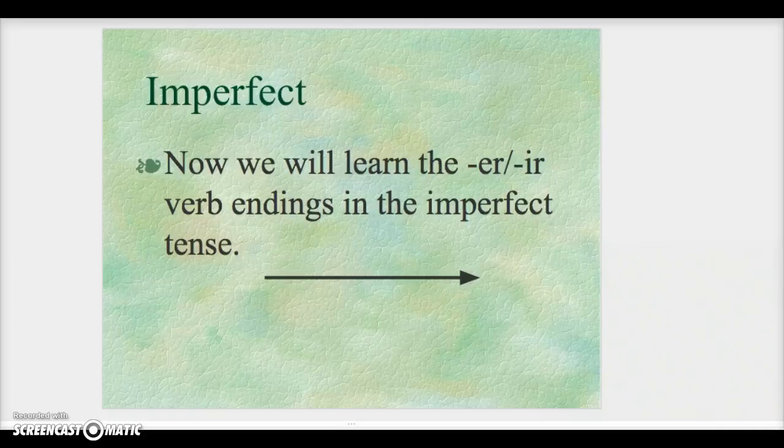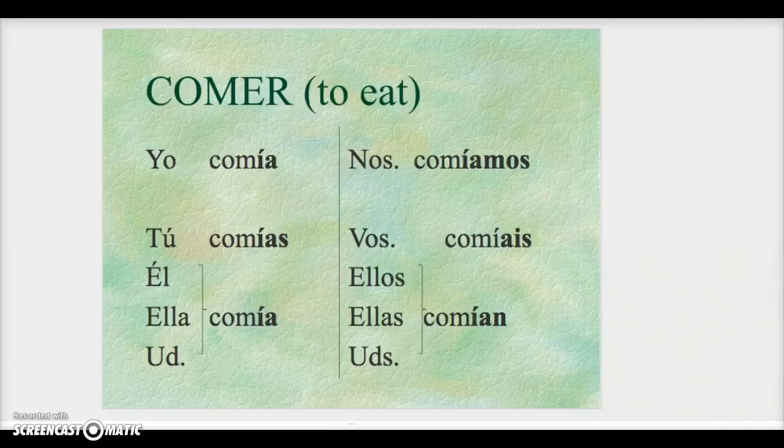Okay, now let's take a look at the ER and IR. Again, we're just going to look at a few of the normal ER and IR endings. So here we have the verb comer. The new endings will be comía, comías, comía, comíamos, comíais, comían. And notice here, all of the I's have an accent. We're going to notice that as well with the IR verb.